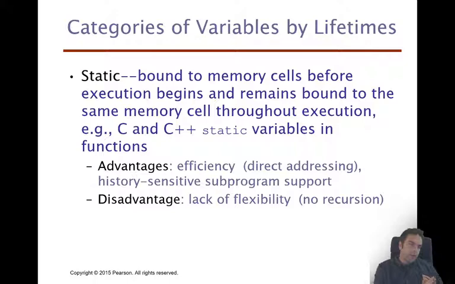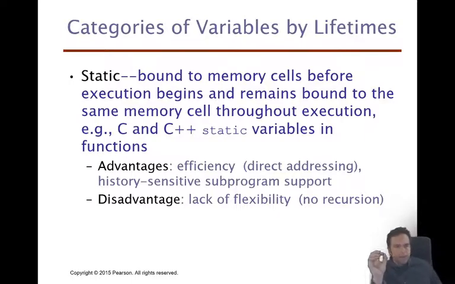Let me just name them and I'll describe them later. We're going to have stack dynamic, those variables that live on the stack. And for the heap, we're going to have explicit heap dynamic, the ones that we put on the heap, and then implicit heap dynamic, which are things that are automatically put on the heap on our behalf, and we don't have to worry about them.